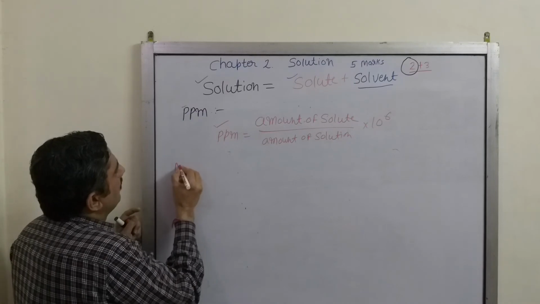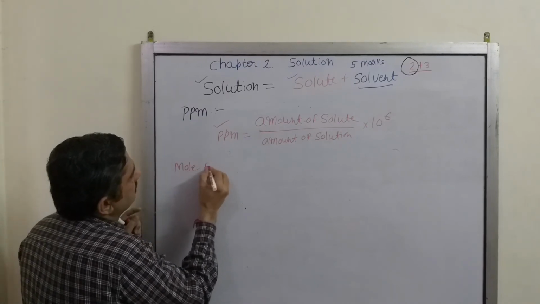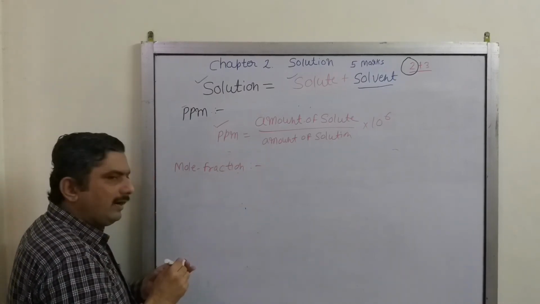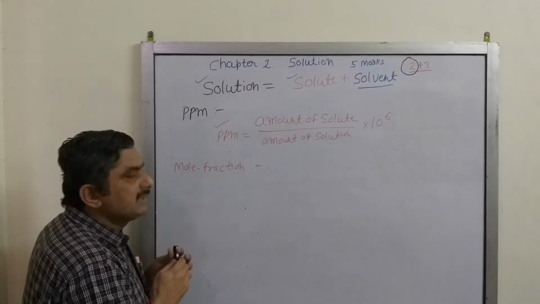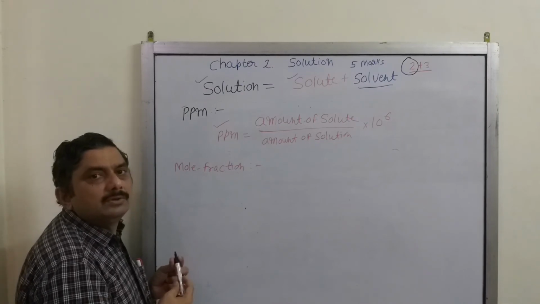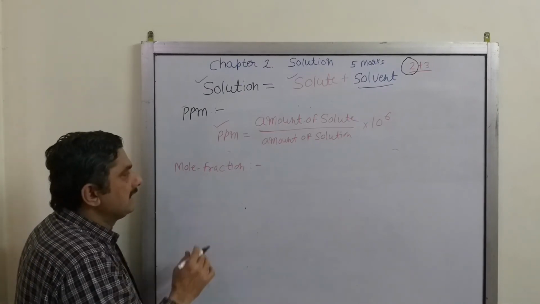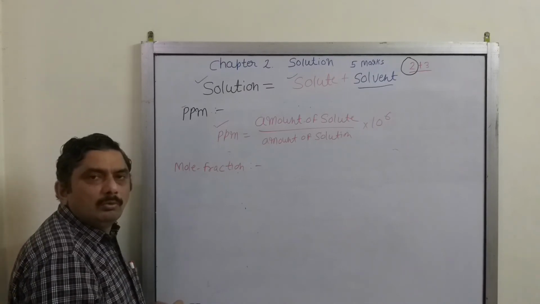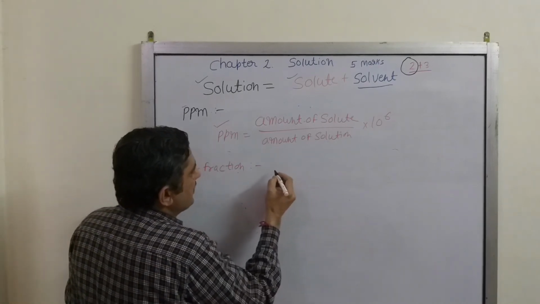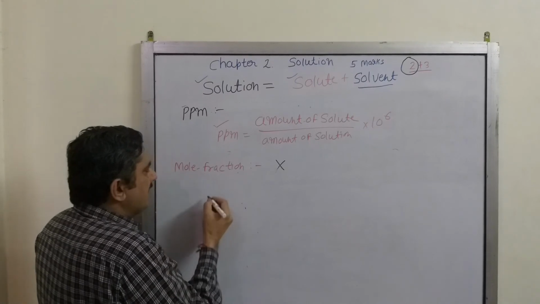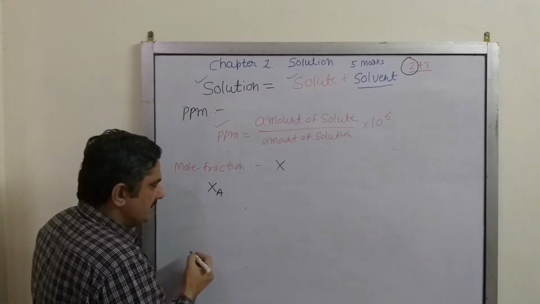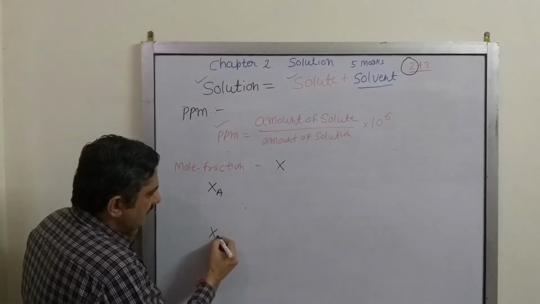Now, next one, mole fraction. How do we define mole fraction? It is the ratio of number of moles of a component to the total number of moles. It is represented by X. Here we are using the term XA for solvent and XB for solute.